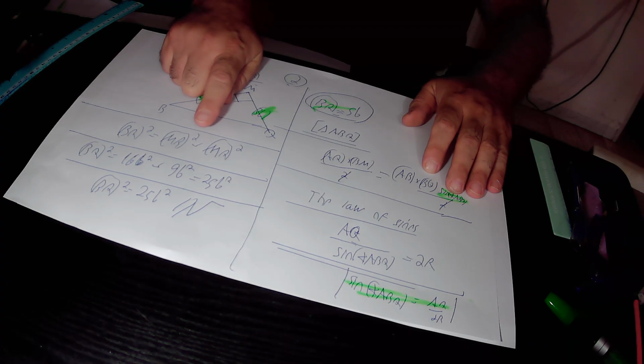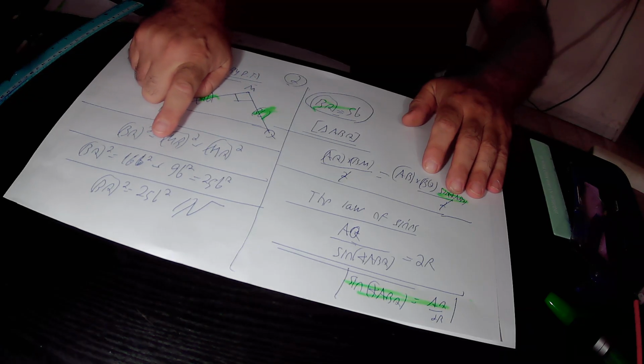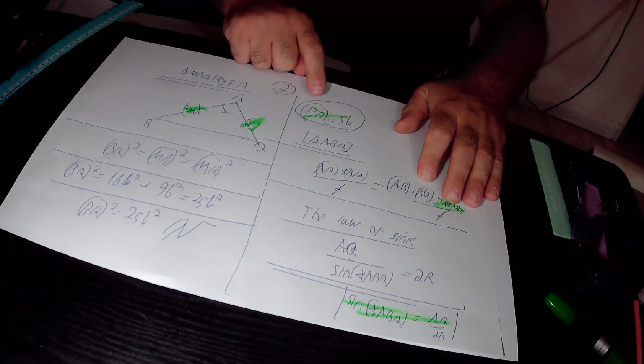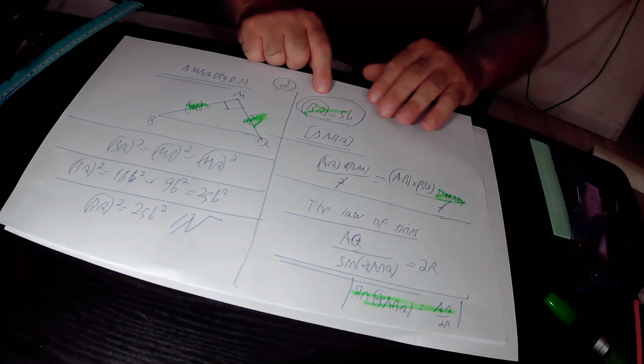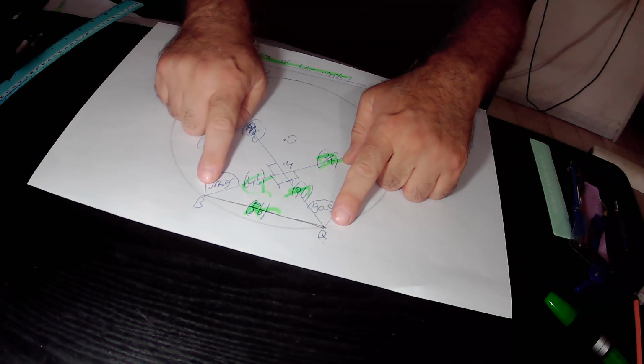16B square plus 9B square is 25B square. So BQ square equals 25B square. We took the square root of the equation and found that BQ equals the square root of 25, that is 5, times the square root of B square, that is B. So in total, BQ equals 5B.